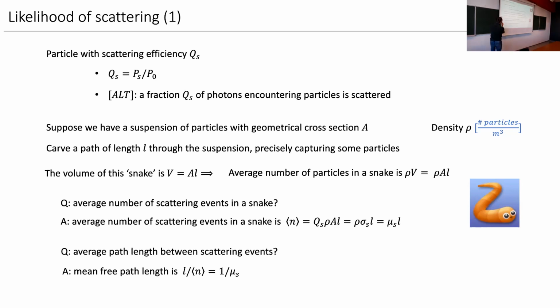The mean path length between these events is then simply one over mu. So 1 over the coefficient is the mean free path length between scattering events, and likewise the mean free path for absorption.